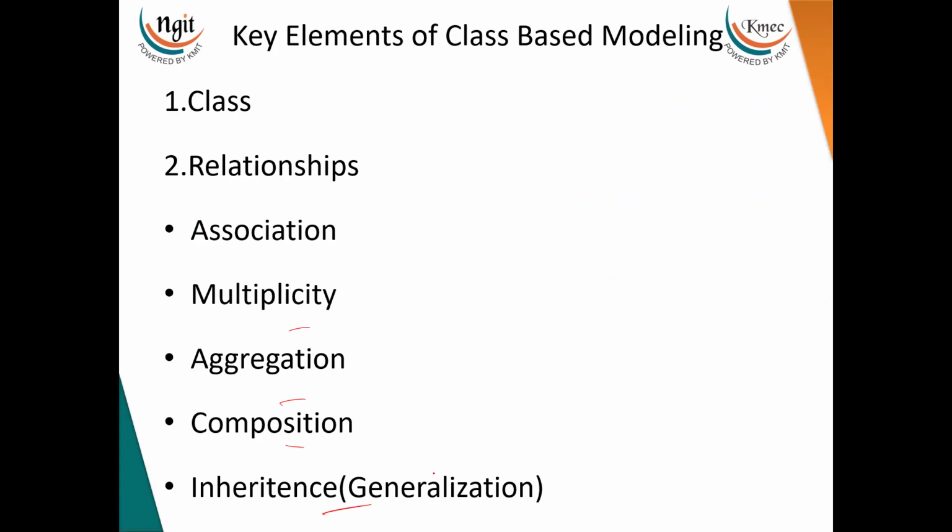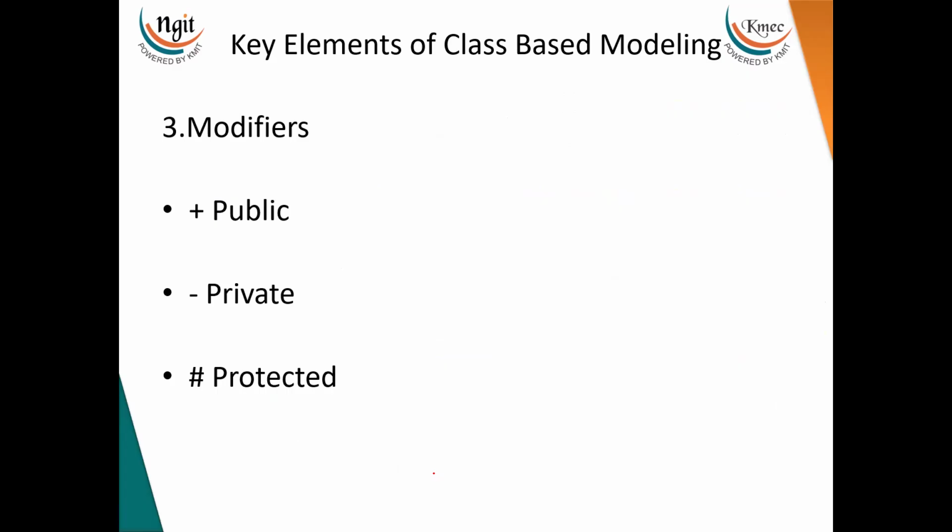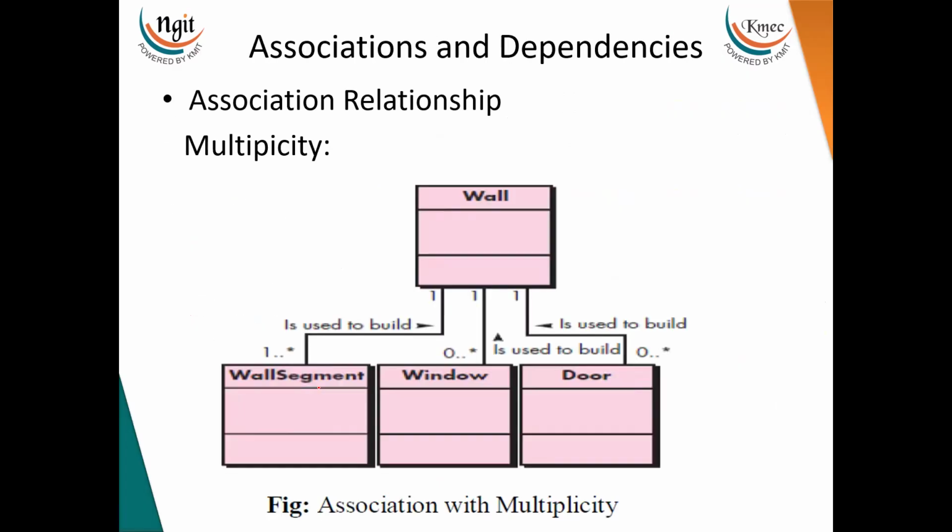And there are a couple of relationships which are mentioned here. So these are modifiers. Plus indicates public, minus indicates private, and hash indicates protected. You can see this in a diagram as well. So these are associations and dependencies. Association relates with multiplicity.